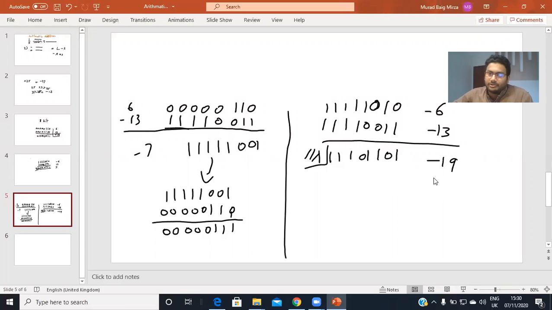In computer arithmetic, if we want to add or subtract a number, in addition we do not need to do anything. We just add two numbers. The problem is in subtraction. When there is subtraction, we take the 2's complement of the number which is being subtracted from the other number, and just add the first number and the 2's complement of the number being subtracted. We just add these two numbers and get the answer.